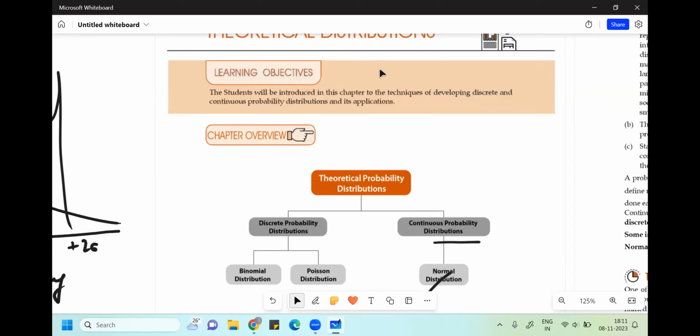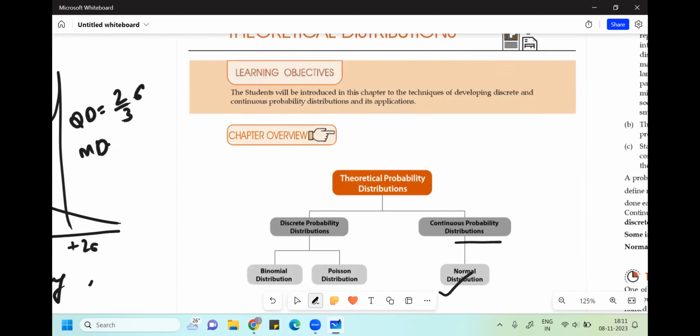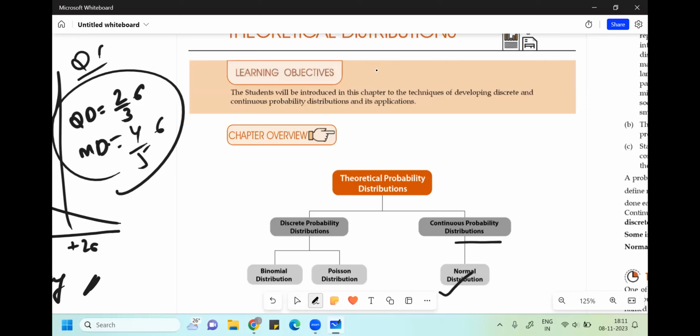Yeah. So in PU, you studied about normal distribution, the property of normal distribution. That is very important. So in a standard normal distribution curve, your quartile deviation is 2/3 of the standard deviation, while your mean deviation is 4/5 of standard deviation. One question comes based on this formula. So this is a very important formula, a property of the standard normal distribution curve.